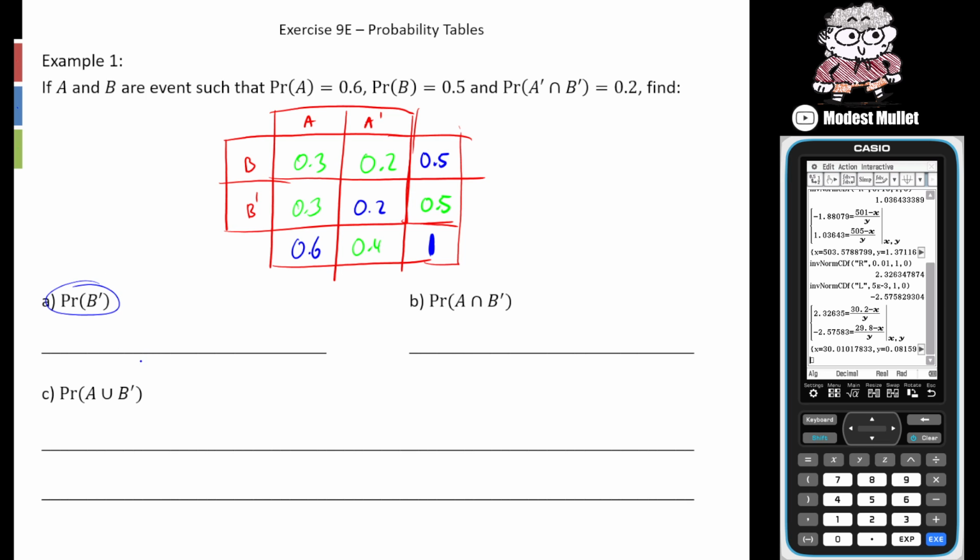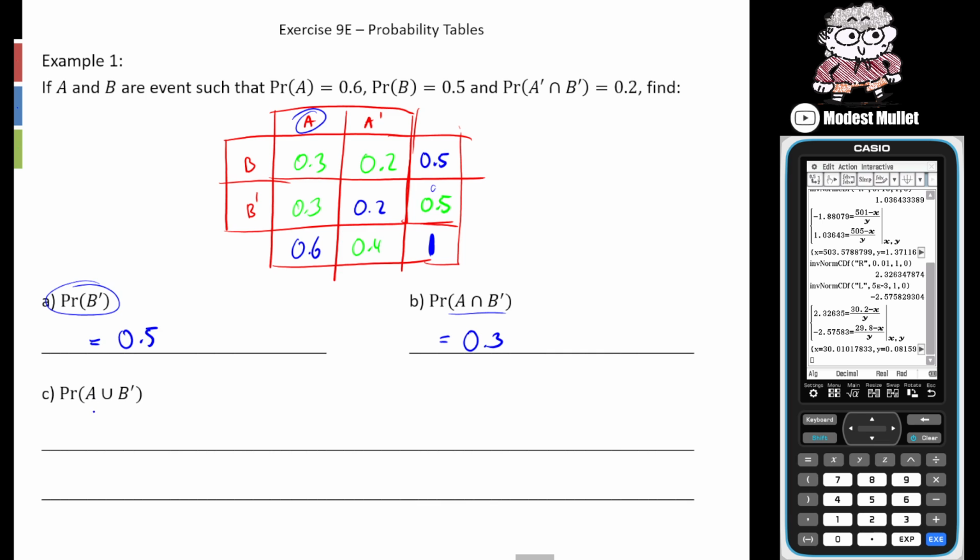So what's the probability of B dash? Well, B dash, no other condition, so go all the way across, so that is equal to 0.5. What's the probability of A intersect B dash? So what's the probability of A and not B occurring? So I need A and I need B dash. So that meets me there, so that's my 0.3.